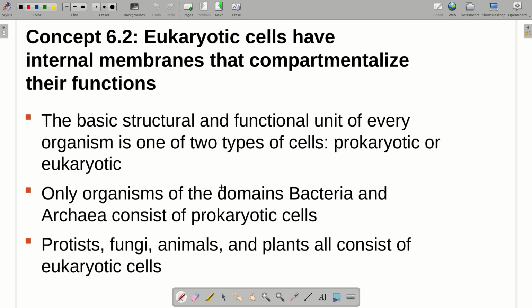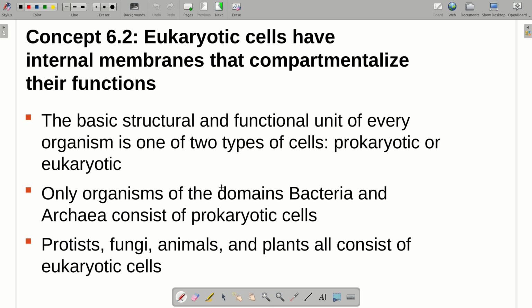Alright, in this video we're looking at the eukaryotic cells and the internal membranes that compartmentalize their functions. So we're talking about organelles more or less, and of course eukaryotes are the only ones that have organelles. You need to know that prokaryotes generally don't have them and eukaryotes do. Bacteria are the prokaryotes, as are archaea.